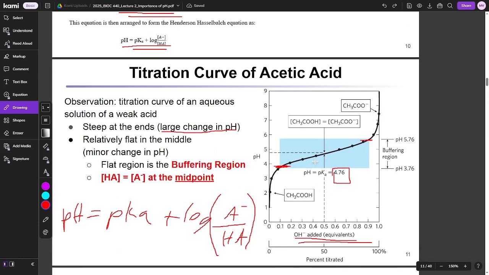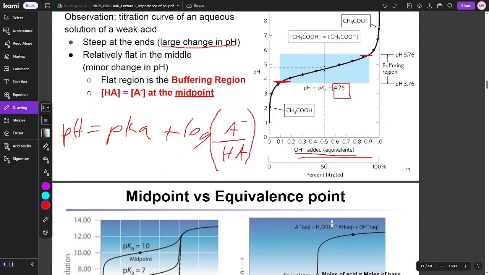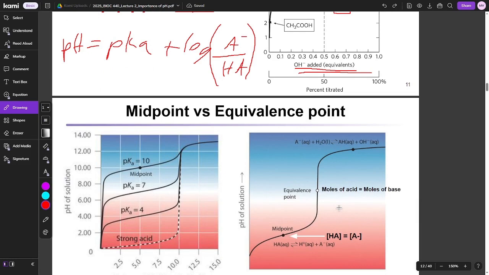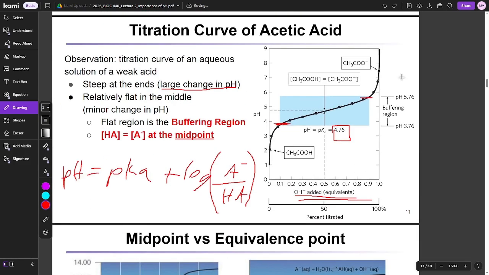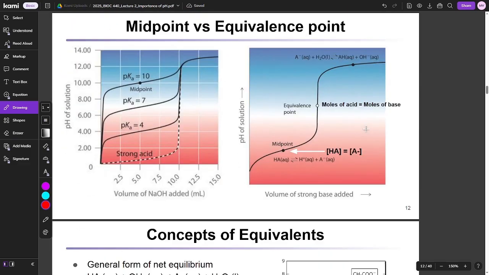So for here, in order for us to break this buffer, we had to hit 1 mole of hydroxide added. So that is the equivalence point. The equivalence point would be here for this one. And you can see here it says the moles of acid is equal to the moles of base. So that's the big idea that I want to get across for that.